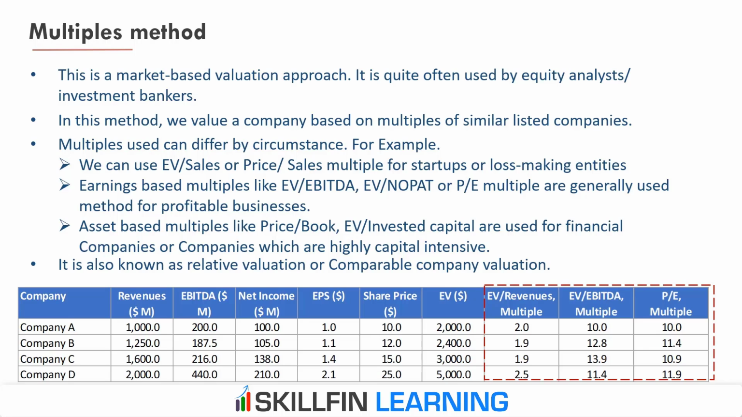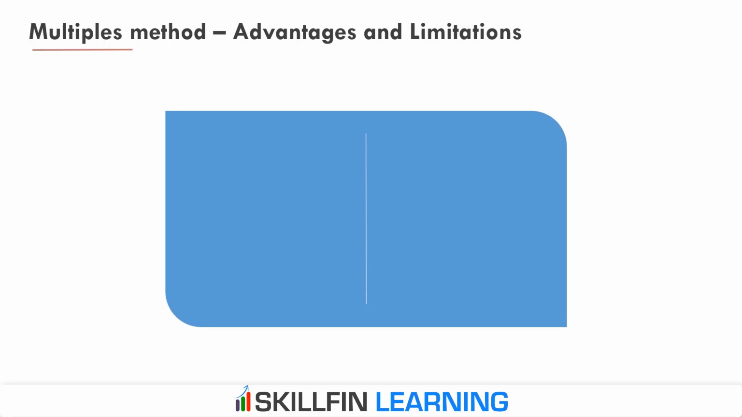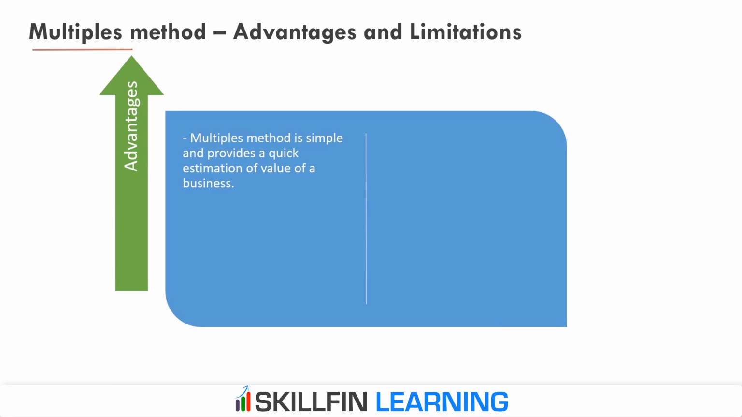So if we have the data, the basic financial information, and the value of the listed companies, we can easily calculate the multiples for these companies. There are a few advantages and limitations of the multiples method. Let's look at the advantages. This method is simple and provides a quick estimate of value of a business. We get a ballpark range by using different multiples like the earnings multiples, asset-based multiples, or revenue multiples.